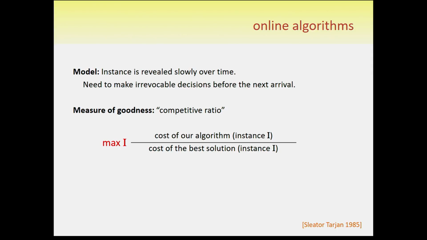And you say, well, what's the worst case ratio between the two? And if this ratio is small, then you know that your algorithm is pretty darn good. Even if you had known the entire future, you couldn't have done much more than whatever this ratio is. This is from Sleator and Tarjan in '85. You're competing with the best solution in hindsight.